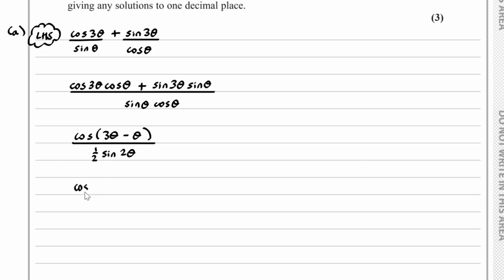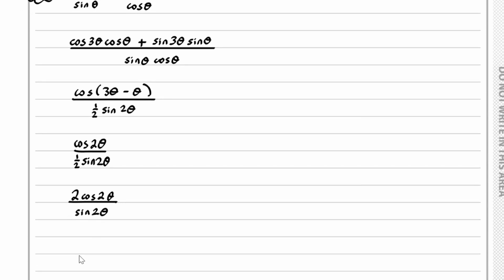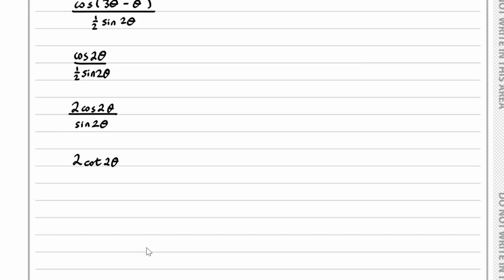So on the top we have cos 2 theta, on the bottom we have 1/2 sine 2 theta, and therefore we have 2 cos 2 theta over sine 2 theta. Cos 2 theta over sine 2 theta is cot 2 theta, so we end up with 2 cot 2 theta, and therefore, since the left hand side is equivalent to the right hand side, we have shown the identity to be true.